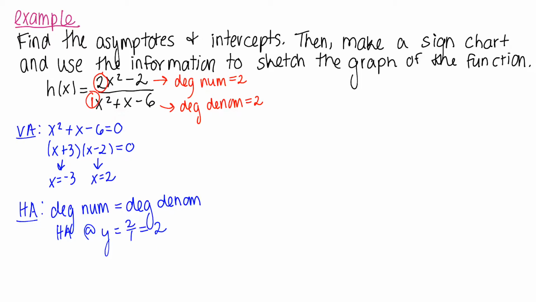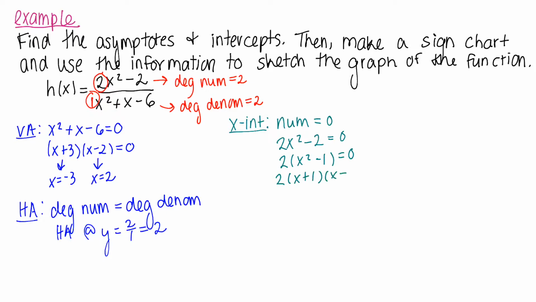For the intercepts, for the x-intercept, that's where you let the numerator equal 0. So 2x squared minus 2 equals 0. Factor out a 2. x squared minus 1 equals 0. This is a difference of squares, and it factors into x plus 1 times x minus 1 equals 0. So we'll get negative 1 and positive 1 as our x-intercepts. For the y-intercept, we're going to let x equal 0.